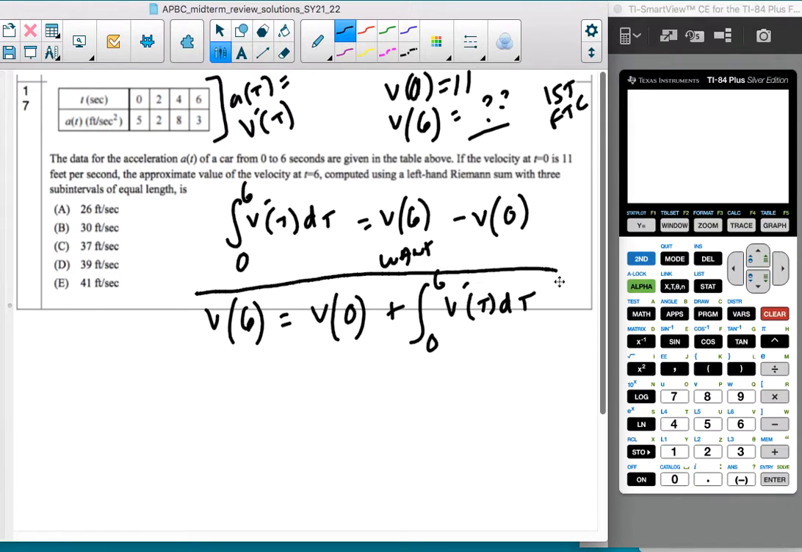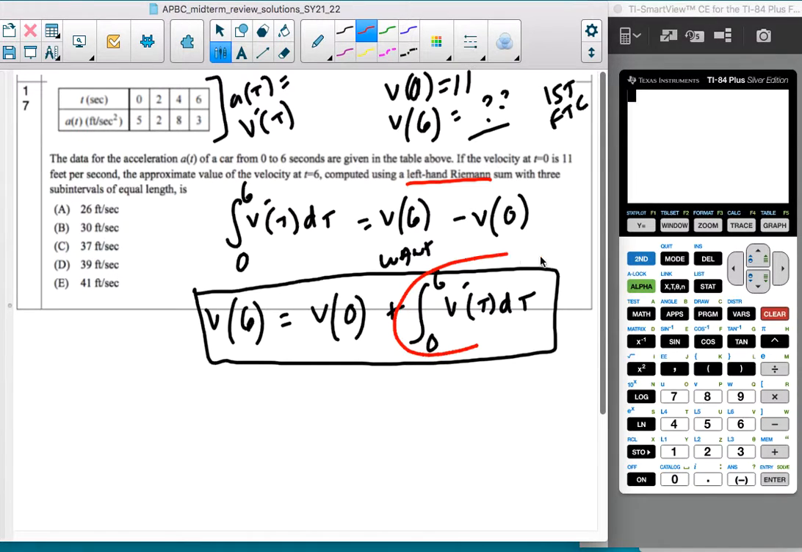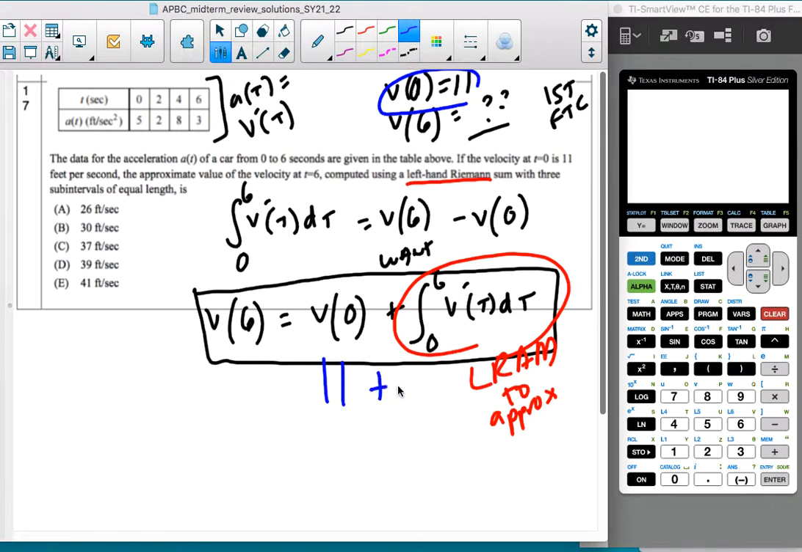But what we're told in this problem is to use a left Riemann sum, or an LRAM approximation. So I'm supposed to use LRAM to approximate this integral, and I already know that v of 0 is 11. So I'm going to do 11 plus whatever my LRAM approximation is.